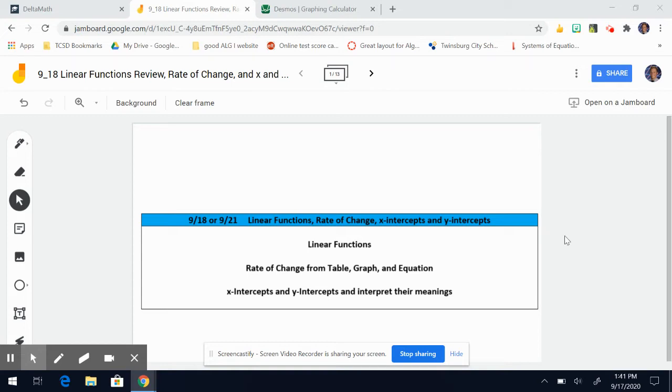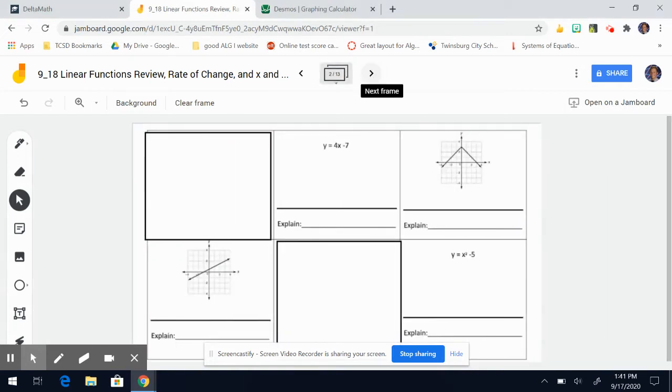Today's lesson is linear functions, rate of change, x-intercepts and y-intercepts, and get ready. Buckle up, because here we go. All right, the first thing is a little bit of a review. What is a linear function?